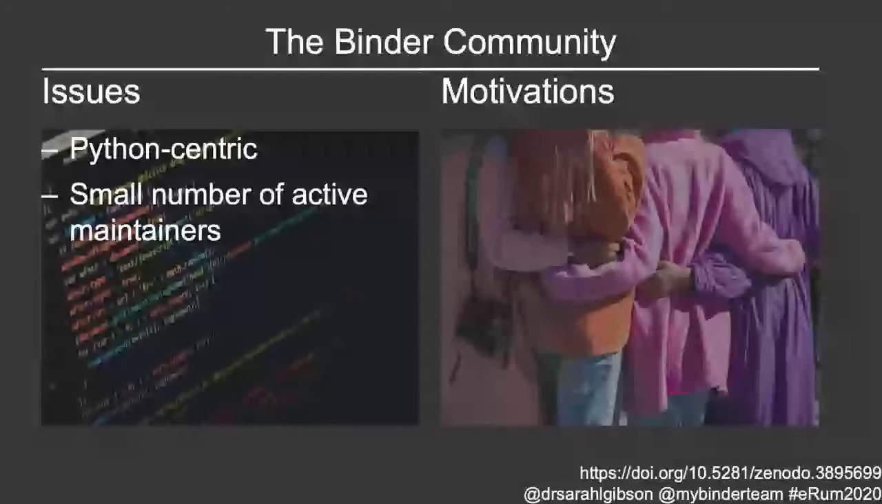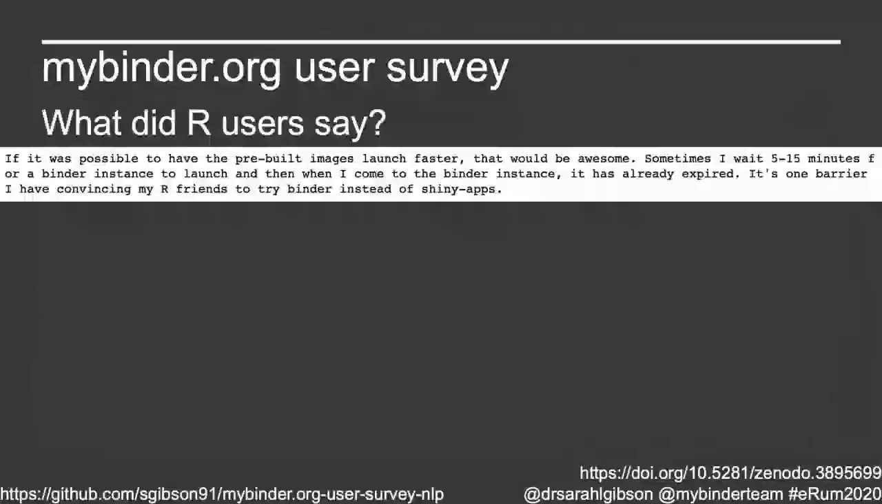So this can slow down development, and this is the impact that a small bus factor can have on a project. So let me give an example of how this is relevant to folks on the call. The mybinder.org team regularly run a user survey to assess how the service is being used and also how users are finding the experience. When asked if you could change one thing about Binder, what would it be? This is one response pertinent to the R community. It says, if it was possible to have the pre-built images launch faster, that would be awesome. It's one barrier I have convincing my R friends to try Binder instead of Shiny apps.